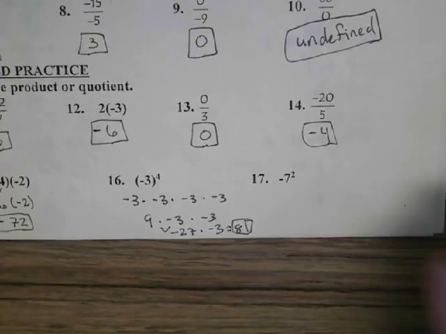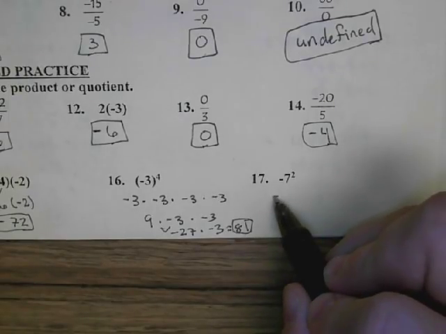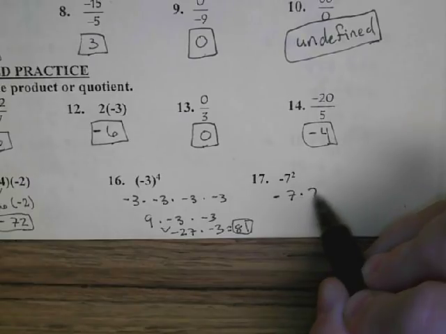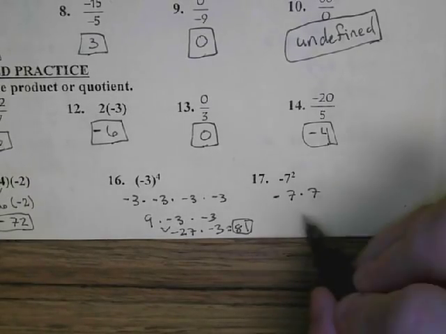Now in 17, we only have the 1 negative because we don't have the parentheses. So we'll have our 1 negative, and then we'll have 2 7's. So now I have negative 7 times 7, that's negative 49.